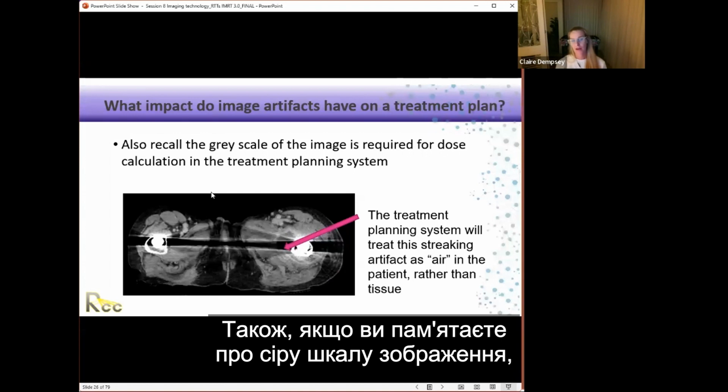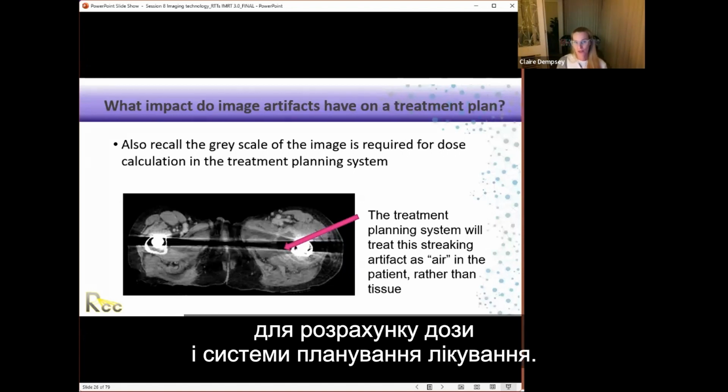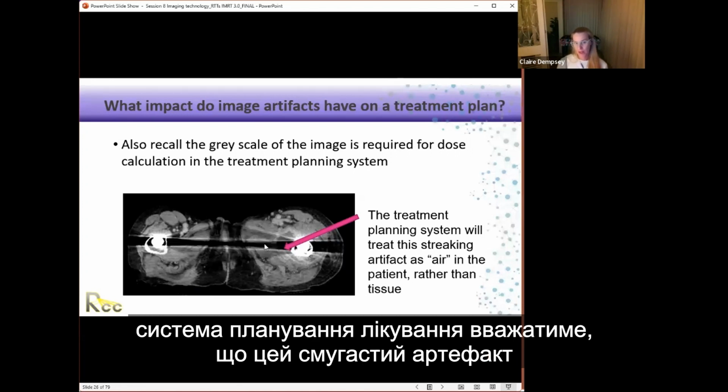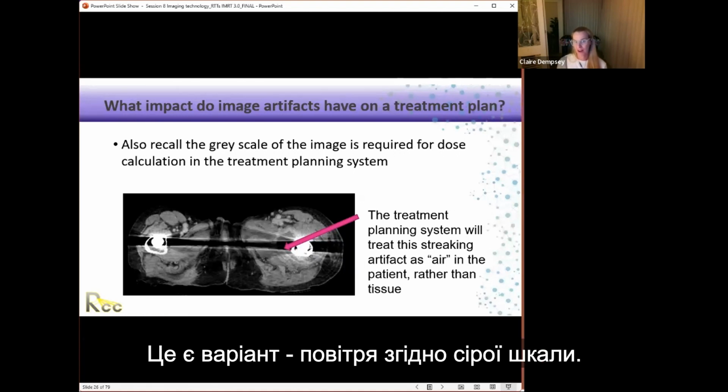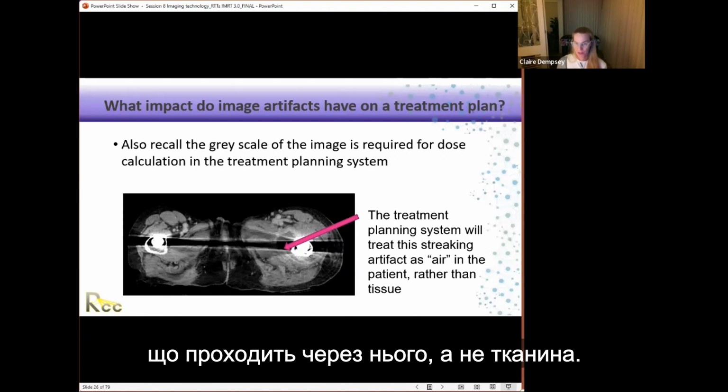Also, if you recall, the grayscale of the image, so our Hounsfield unit and the grayscale, is required for the dose calculation in the treatment planning system. So if you have a slice like this in your treatment planning system, it will think this streaking artifact is air inside the patient because it's dark. It's the same grayscale as air. So it's going to think, oh, this patient has a big tube of air running through them as opposed to tissue.